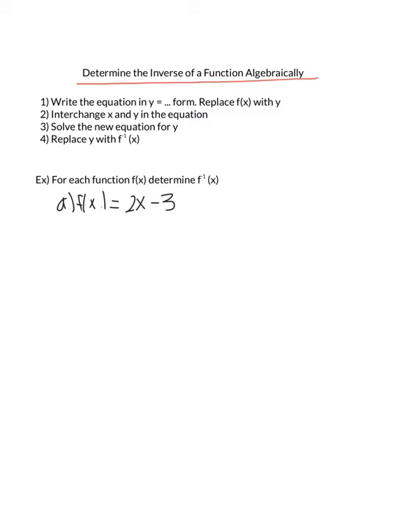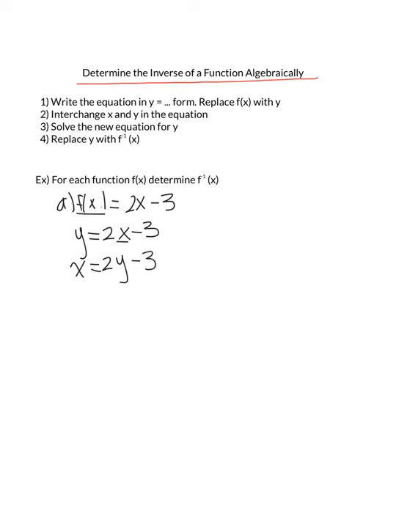So we're going to go through and we're going to follow the steps. So step number 1, write the equation in y equals form. This is in y equals form as soon as we do the last part of this. Replace f of x with y. So instead of f of x, I'm literally just going to write y equals and rewrite the rest of the equation. Step number 2, interchange the x and the y in the equation. So instead of a y here, I'm going to have an x, 2, and instead of an x here, I'm going to have a y.